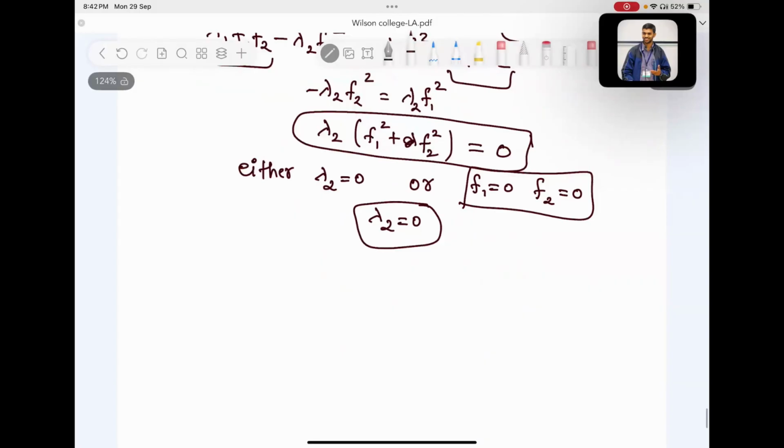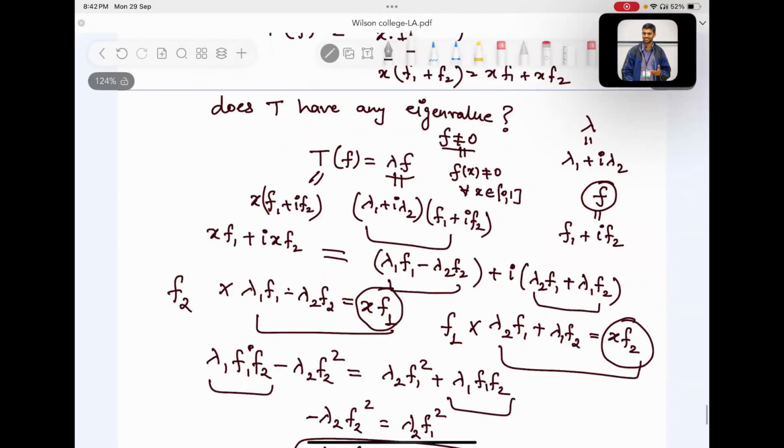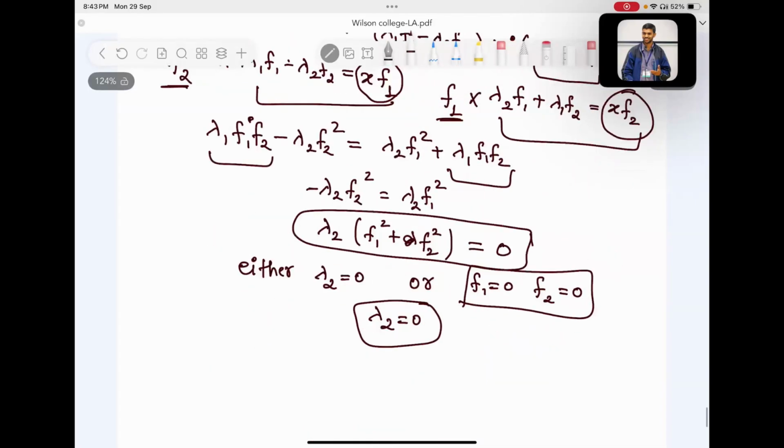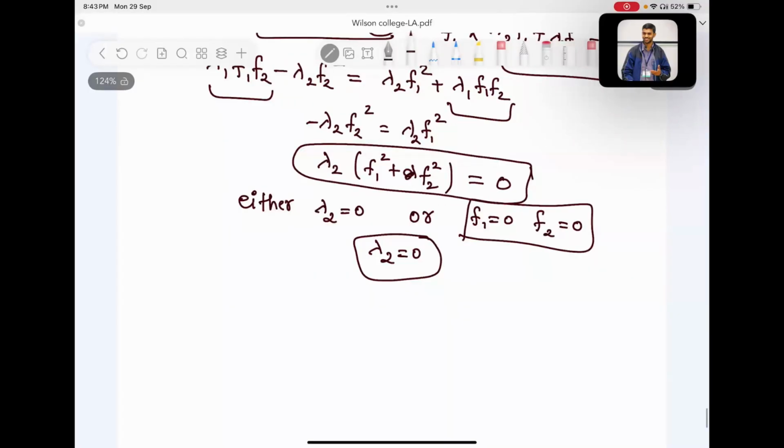Now similarly, if you multiply this equation by f1, and here you multiply by f2, and simplify that, you will get lambda 1 equal to 0. So the eigenvalue lambda is equal to 0. So 0 is the only possible case.